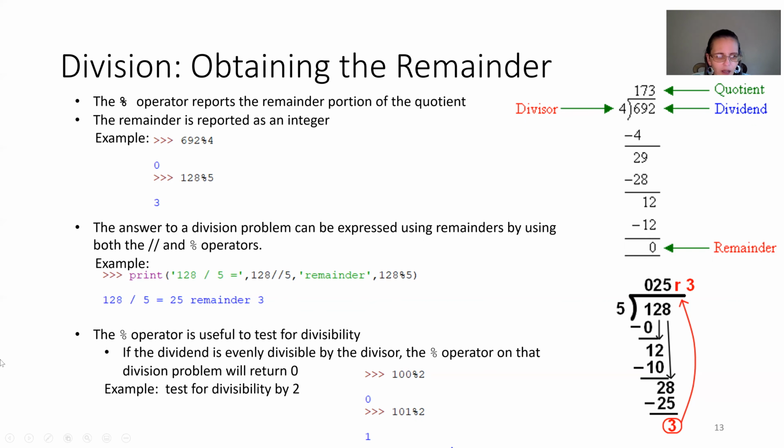The percent operator can be used to tell if something is divisible by some particular number. The way we would do that is we would look for a problem that's going to return 0. So if we want to know, is 100 divisible by 2, we can figure out whether the remainder is going to be 0 or not. If 100 remainder 2 is 0, then it means it's divisible by 2. And if you do 101, which is not divisible by 2, you will get a 1 for your remainder. So your remainder is non-zero, and therefore it is not divisible.